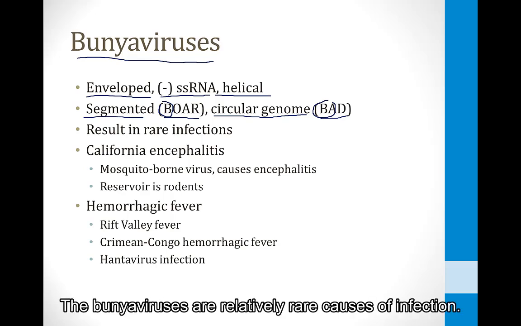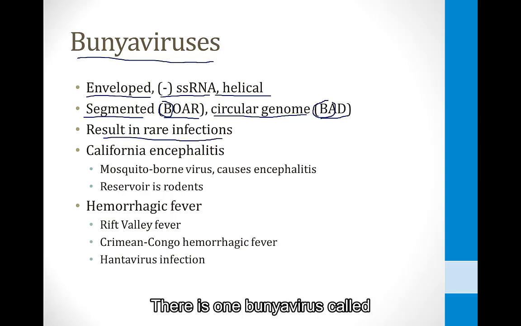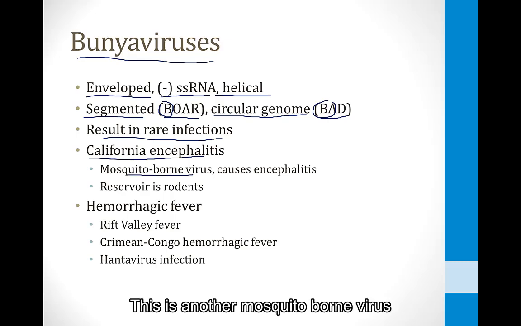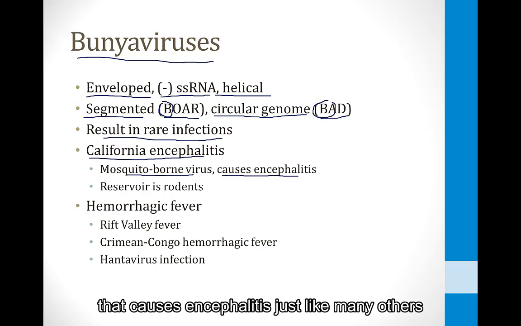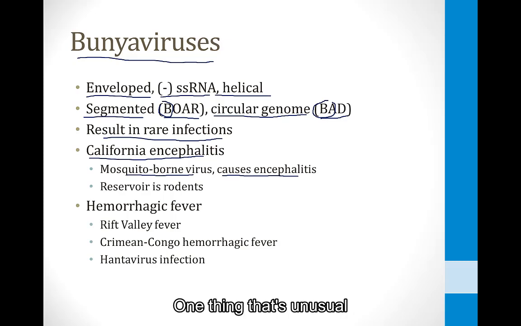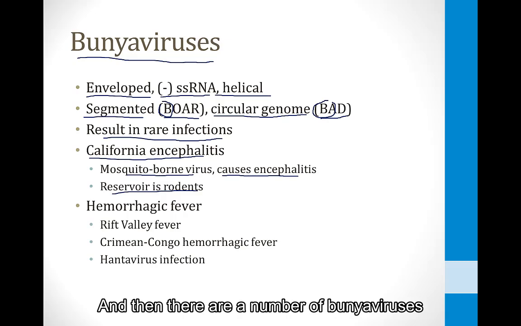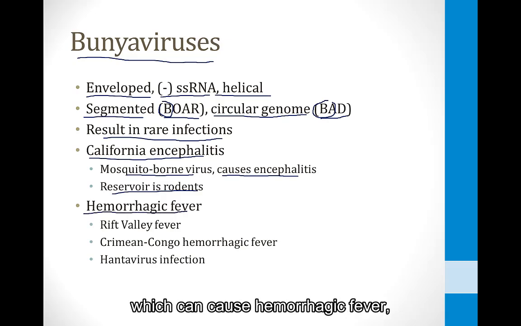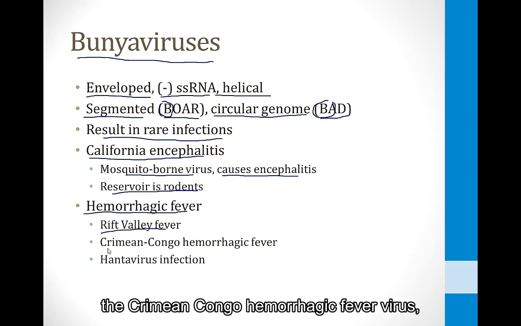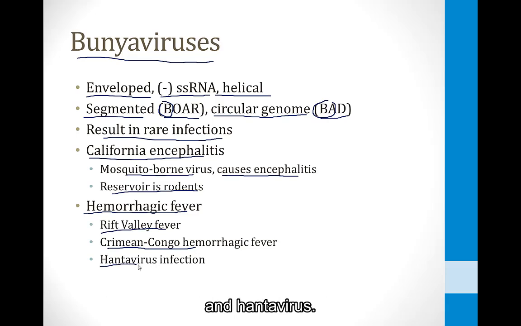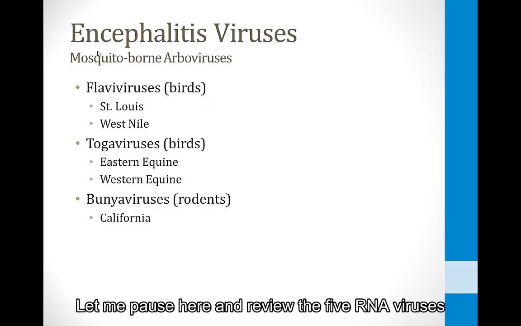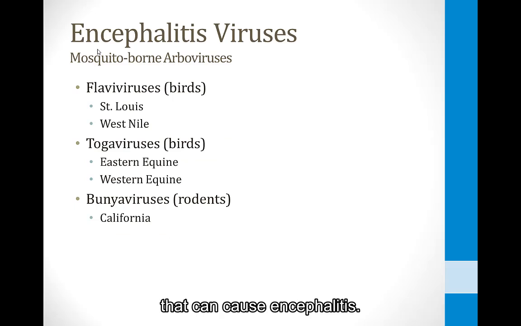The bunyaviruses are relatively rare causes of infection. There is one bunyavirus called the California encephalitis virus. This is another mosquito-borne virus that causes encephalitis, just like many others we've talked about in this module. One thing that's unusual about the California encephalitis virus is that its reservoir is rodents, not birds, as opposed to many others. And then there are a number of bunyaviruses which can cause hemorrhagic fever, which we'll talk about in a minute. They all have unusual names, like the Rift Valley fever virus, the Crimean-Congo hemorrhagic fever virus, and hantavirus.